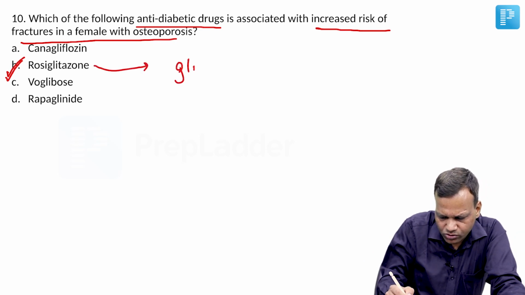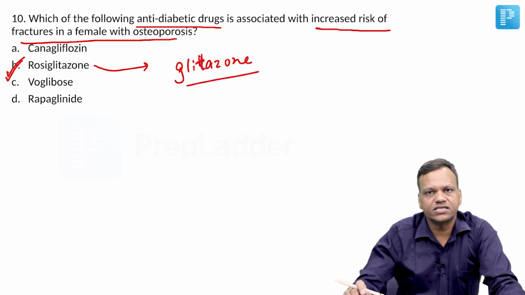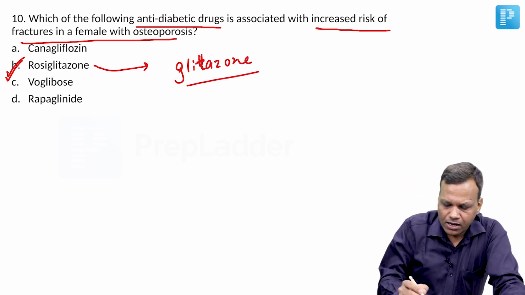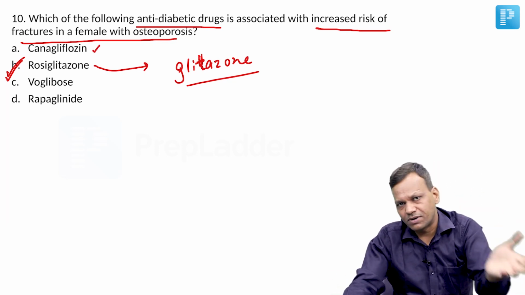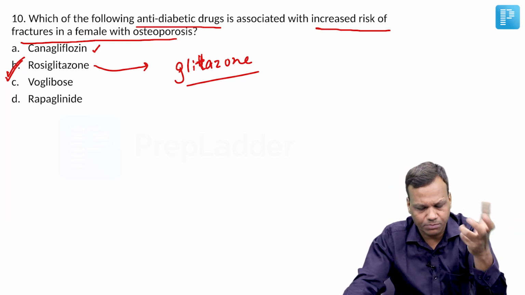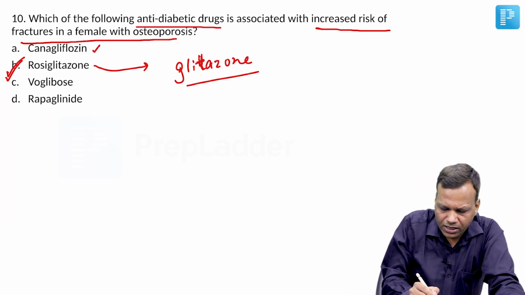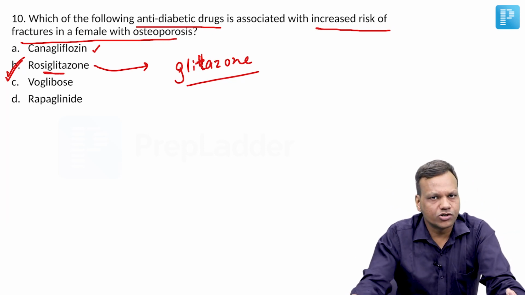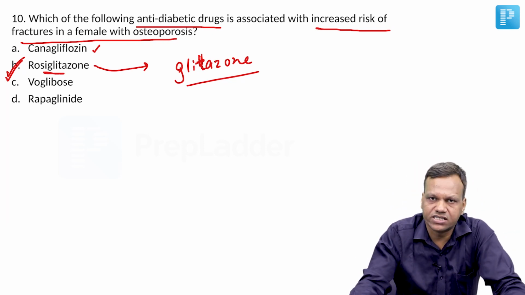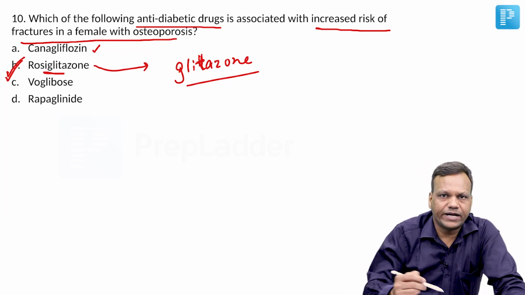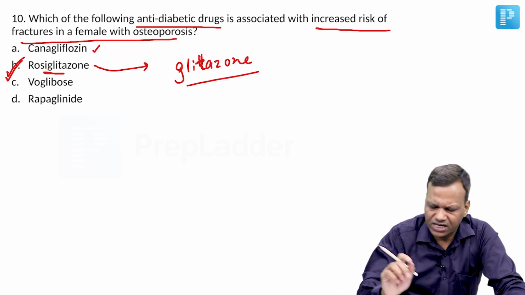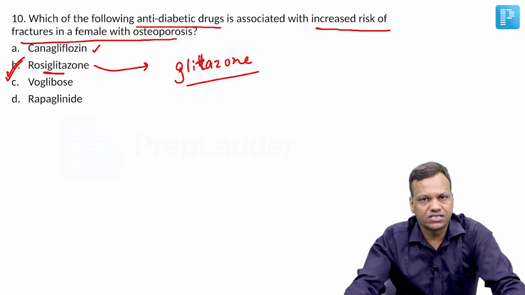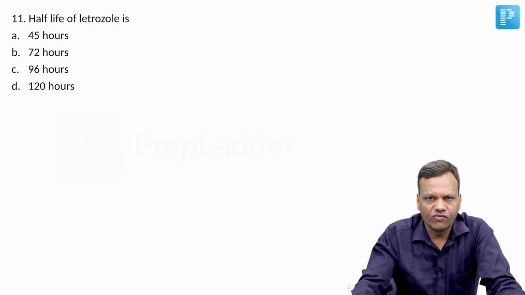Remember, all the glitazones, rosiglitazone and pioglitazone, both of them are associated with increased risk of fractures in osteoporosis. Some studies found that canagliflozin can also increase risk of fractures, but some other studies negate that. So it is not 100% sure about canagliflozin, but glitazones are definitely associated with increased risk of fractures. Had it been a multiple answer type question, I would have gone for both of these, but if we need to choose one, it will be glitazone. So the answer is rosiglitazone according to me. Okay, moving to next question.